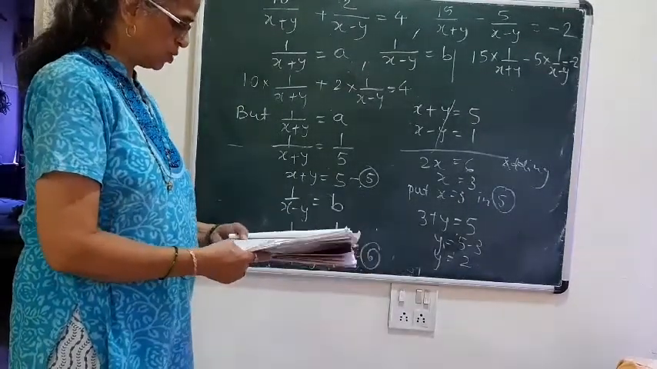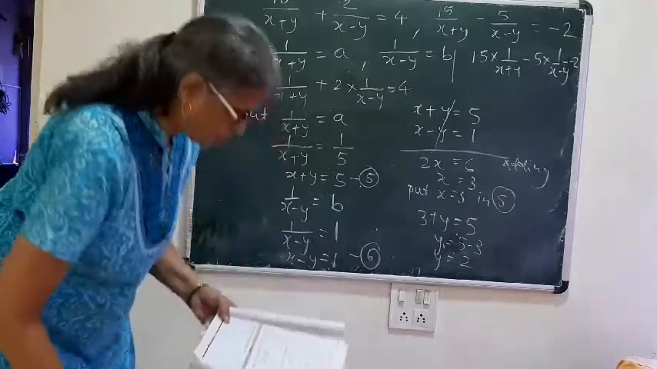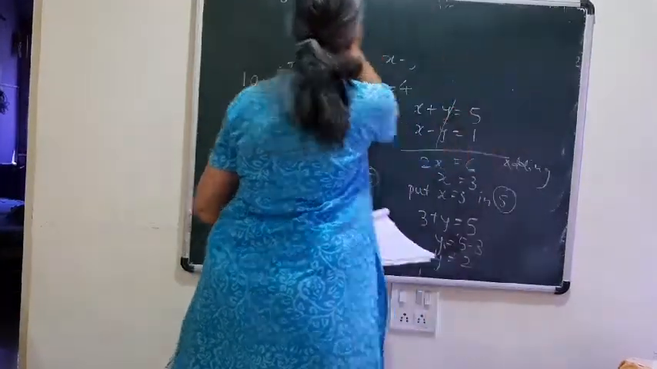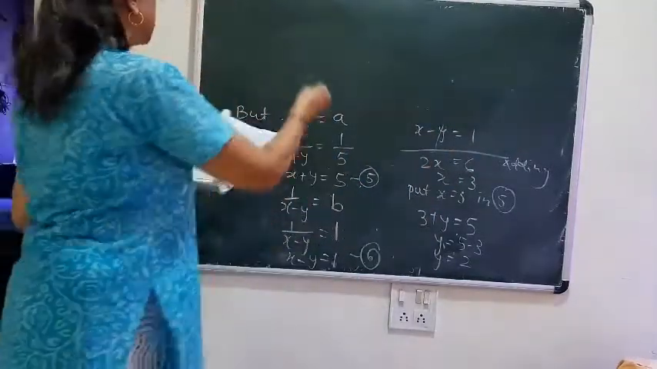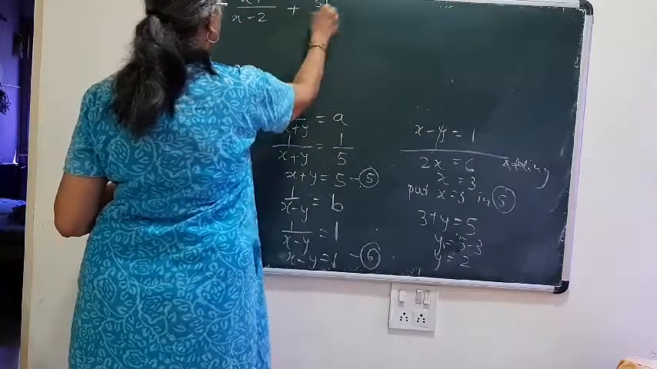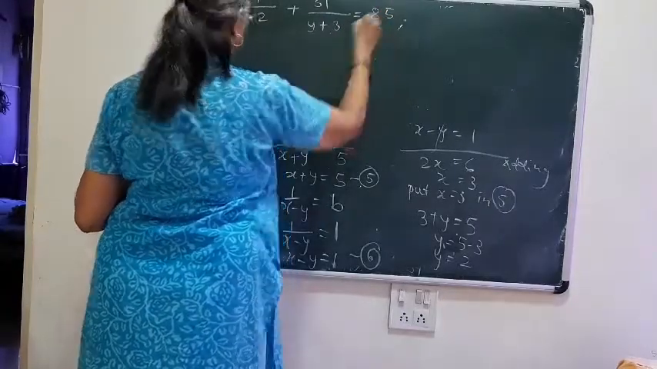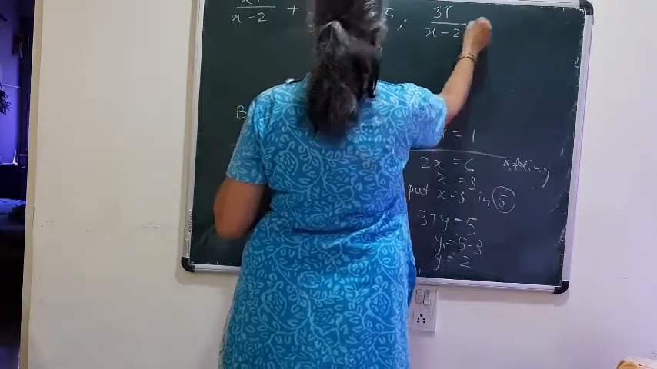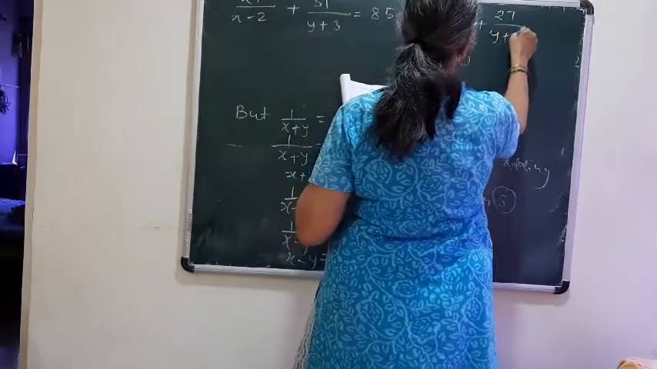Got it? So that is how we are going to reduce the given equations by making an assumption in the linear form, and then we are going to solve by the usual method. Followed? Now sum number 3: 27 upon x minus 2 plus 31 upon y plus 3 is equal to 85. That is the first equation. 31 upon x minus 2 plus 27 upon y plus 3 is equal to 89.